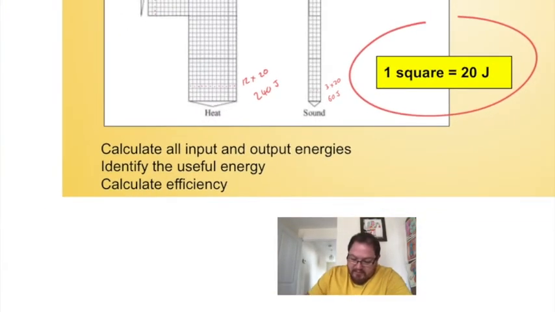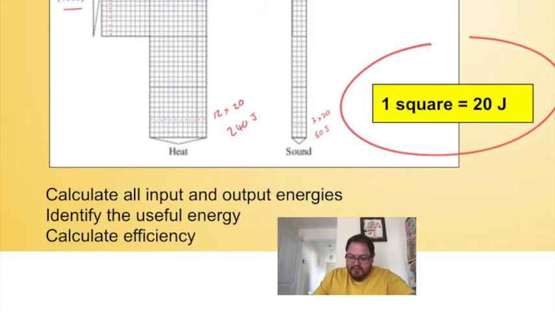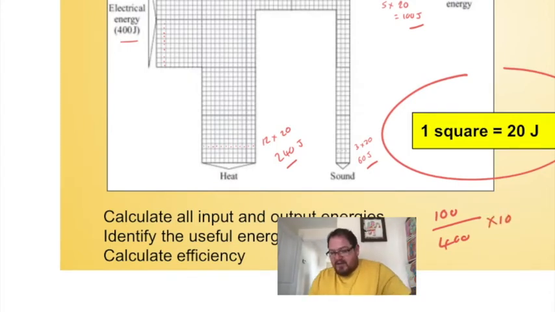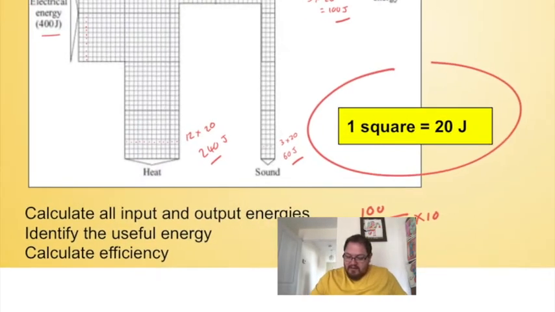Let's make sure that we're okay. My input always equals output, so I've got 240 plus 60 is 300, plus 100, 400, yes. I'm right, because this energy equals these energies. Calculate the efficiency: that's going to be useful on top, which is 100, over my total, which is 400, times 100. So that's going to be a quarter, it's going to be 25%. So that's going to be 25%.